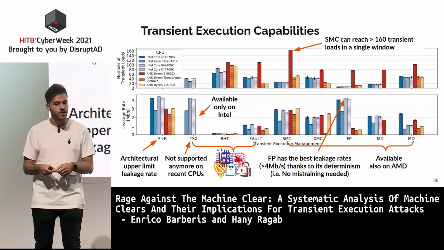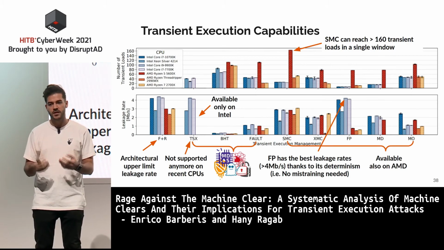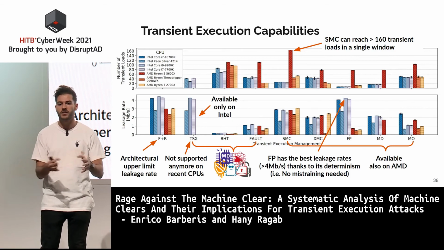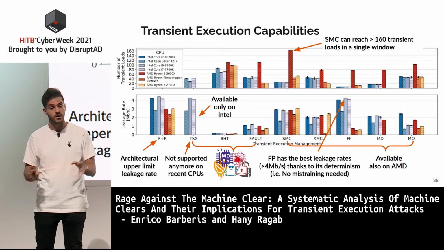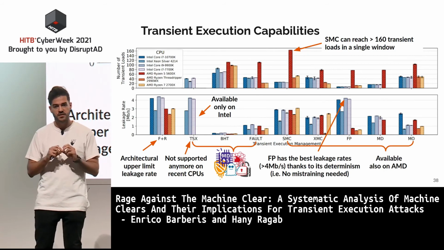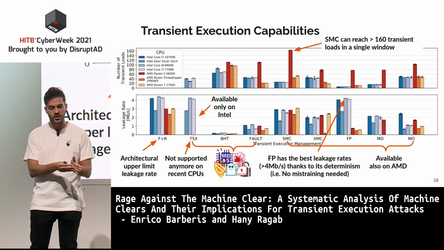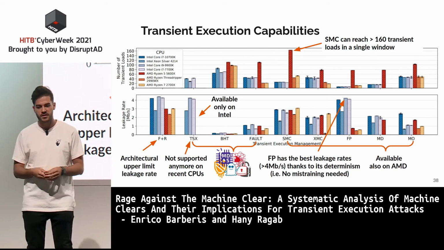We're not mistraining. We're not wasting execution cycles on trying to bring the microarchitecture of a modern CPU to a known or a specific state. It's deterministic. We perform a floating point operation, and we have a transient execution path.